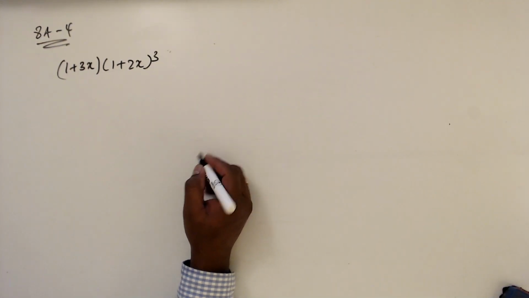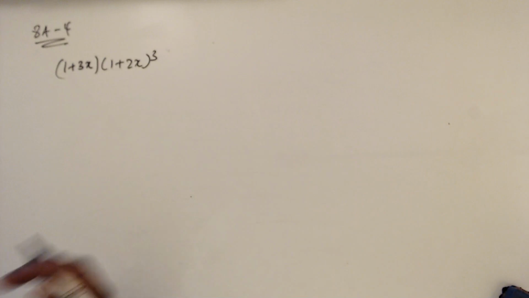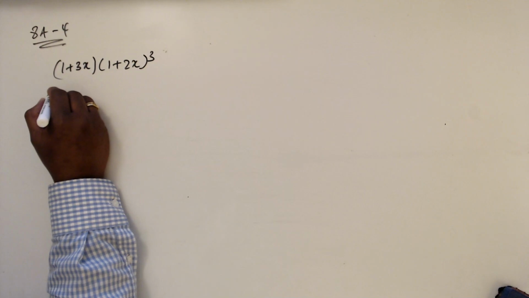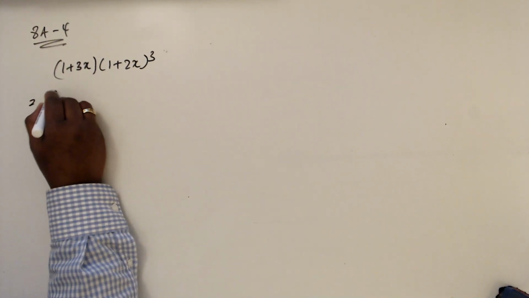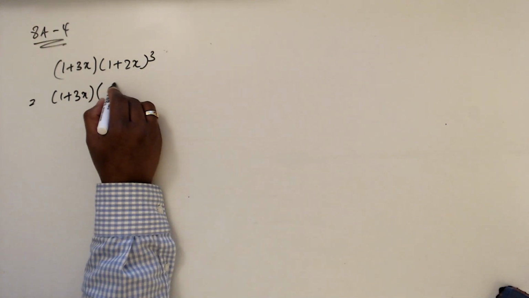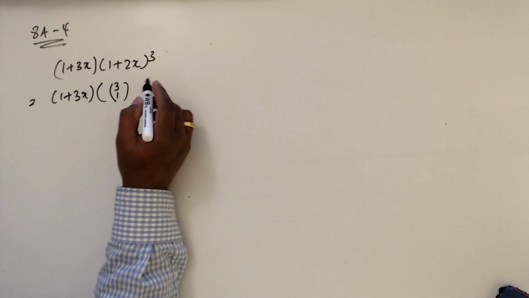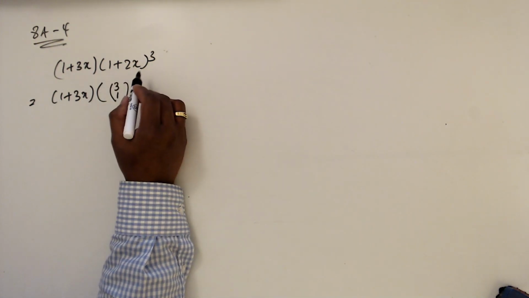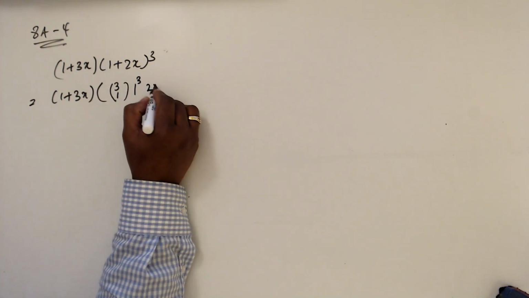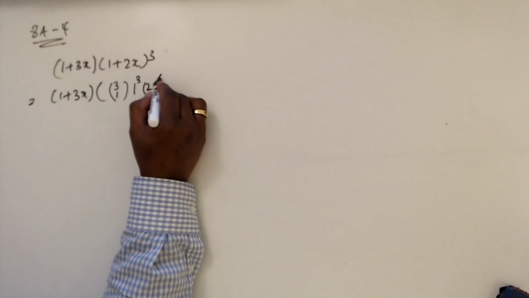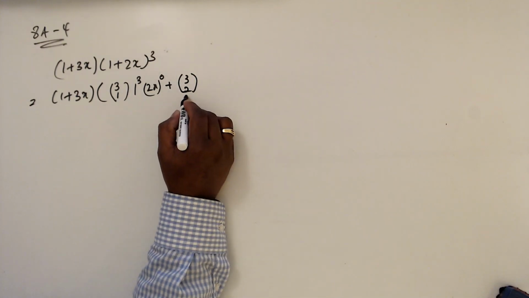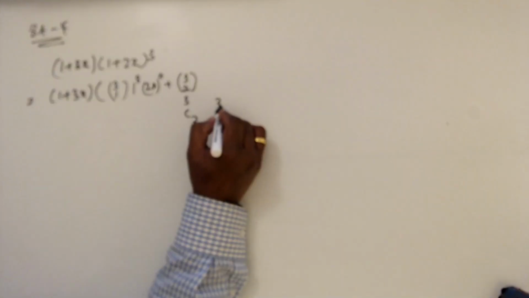Question number 4. We want to fully expand (1 plus 3x) to the power 3. Start with the binomial terms: 3c0, 3c1, 3c2, 3c3. This is 3c2, which is a short form of writing.